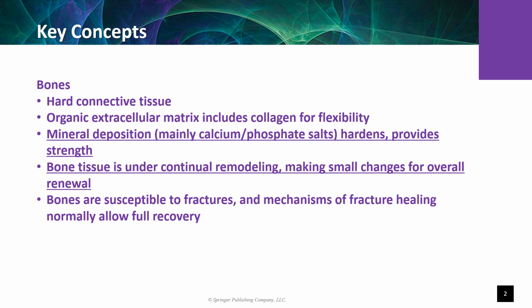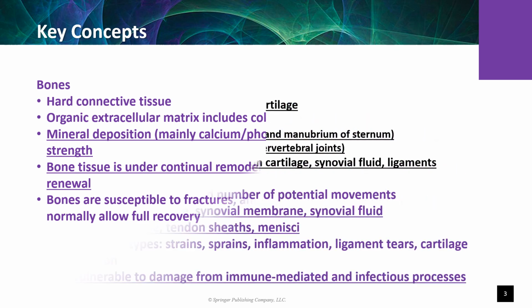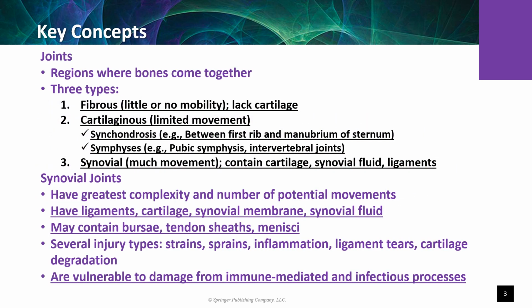The skeleton serves as a hard scaffold that supports and protects the body's soft tissues and organs. Synovial joints have the most movement of all the joints. These contain ligaments, cartilage, a synovial membrane, and synovial fluid. Some joints have a bursa, some tendon sheaths, and menisci. These are all vulnerable to various infections and immune disease processes.